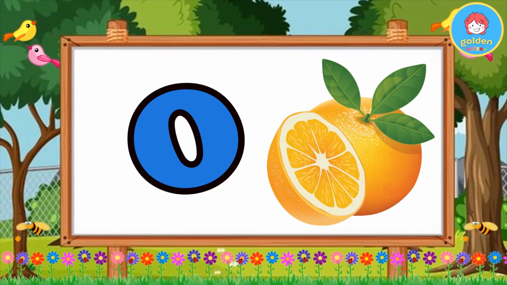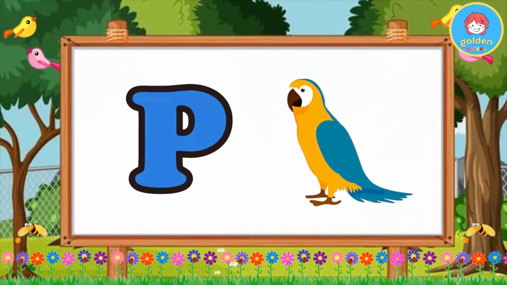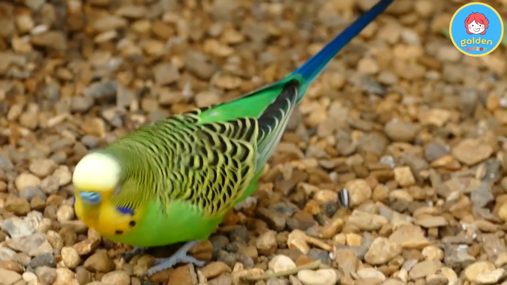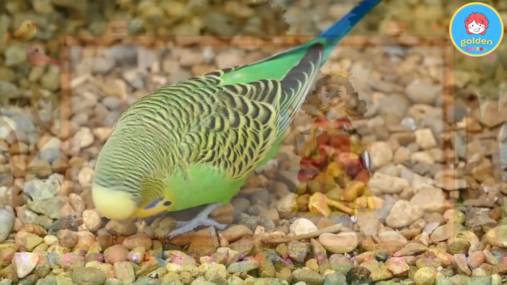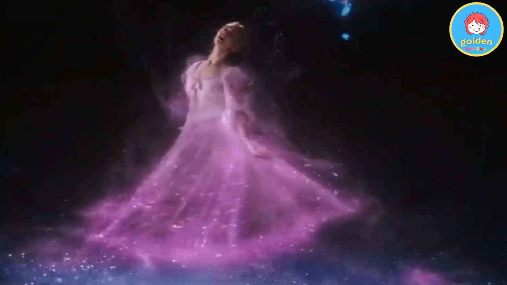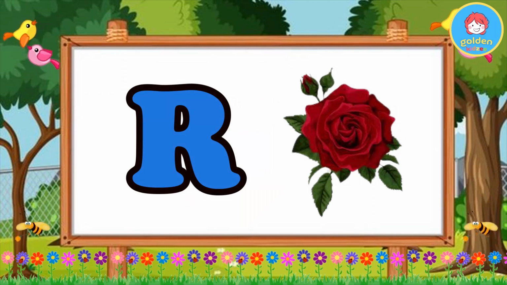O. O is for orange. P. P is for parrot. Q. Q is for queen. R. R is for rose.